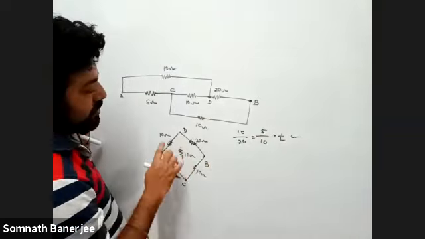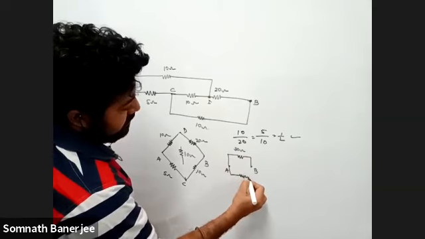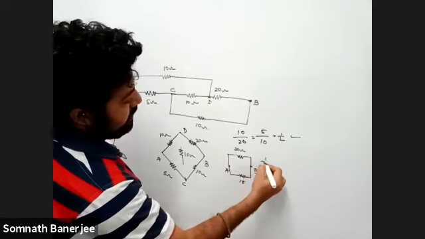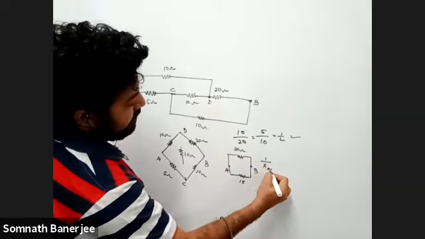So these two are in series and these two are in series. This is the A point, this is the B point. This part is 30 ohm. This part is 15 ohm. Now 1 by resistance of AB, that is 1 by 30 plus 1 by 15, that is 1 plus 2 over 30. R of AB is 30 by 3, that is 10 ohm.